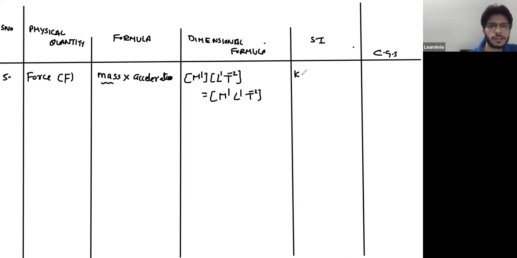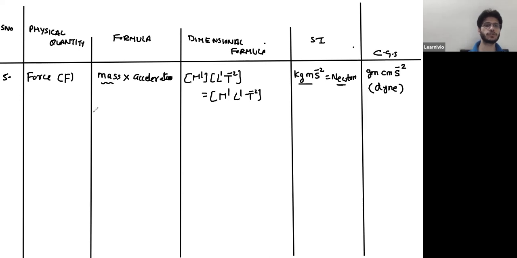Newton. Detailed unit, it's kg meter per second square. Acceleration is meter per second square. So this kg meter per second square could be written as Newton. In one line, you can write this as Newton. So this is the detailed unit. And this whole thing can be written just as Newton. So what about the CGS one? CGS unit. Gram, centimeter, second minus 2. This we call dyne. Dyne is the CGS unit.